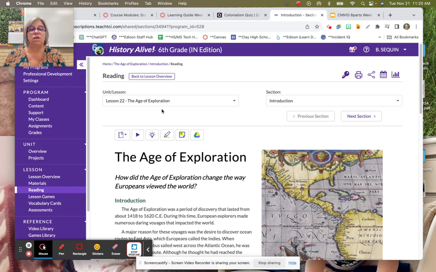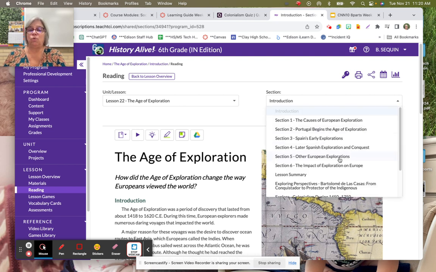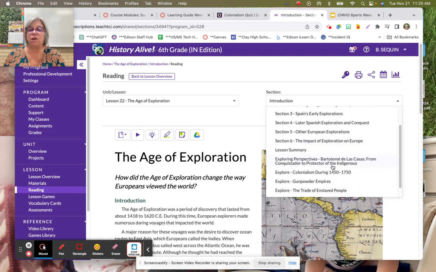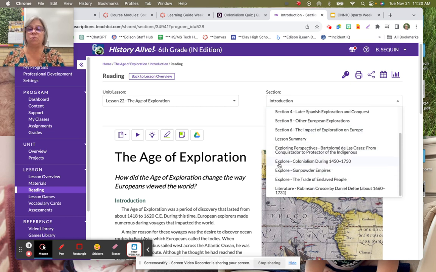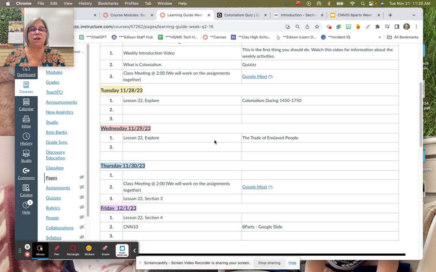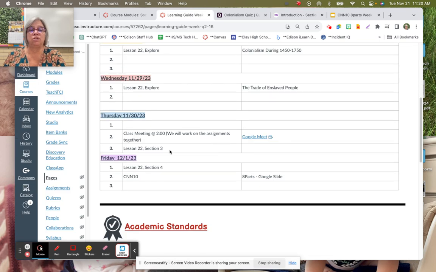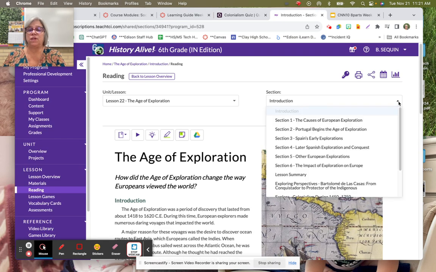So again, once this opens up, you're going to come over here, and if you scroll down past the lesson summary, here's where you'll see the explores, and you're doing 2 of them. You're doing the explore that is colonialism during 1450 to 1750, and you are doing explore the trade of enslaved people. Then, if we look back at our learning guide, you are also doing section 3 and section 4. So, you are not going to be doing section 1 or 2. You're going to start with section 3 and section 4.